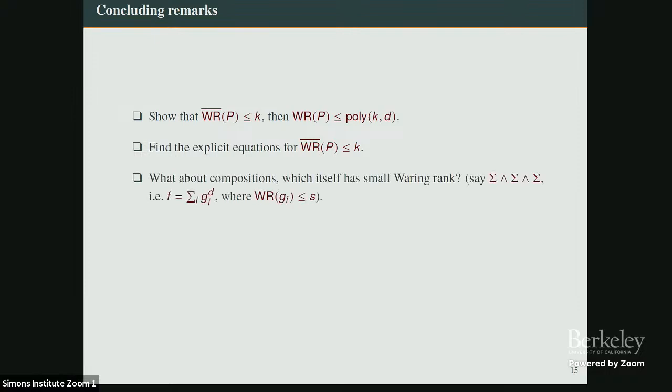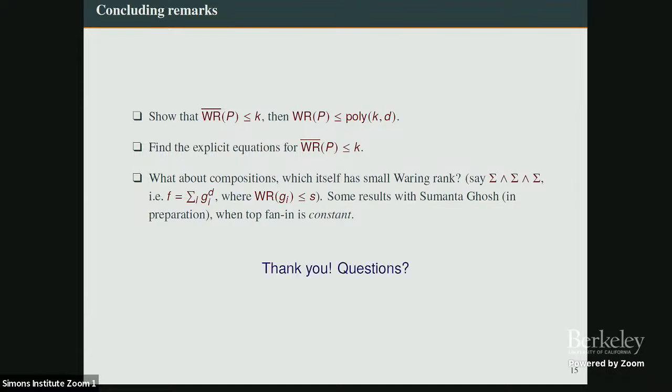We also have some results in these depth 5 models. So let's say I have sigma, power, sigma, product, sigma. That basically means a sum of powers, sum of g_i to the d, where each Waring rank is also less than or equal to s, something small. When you bound your top fan-in to be constant, we can talk about the border. So we can talk about the strengths or weaknesses of this model, and what the class is when we allow approximation in this model. Sumanta is actually here in the audience. We have some results when the top fan-in is constant. So basically this is a composition of sums of powers, so you can think of it as a composition of Waring ranks. So yeah, that's all I wanted to say. Thank you.